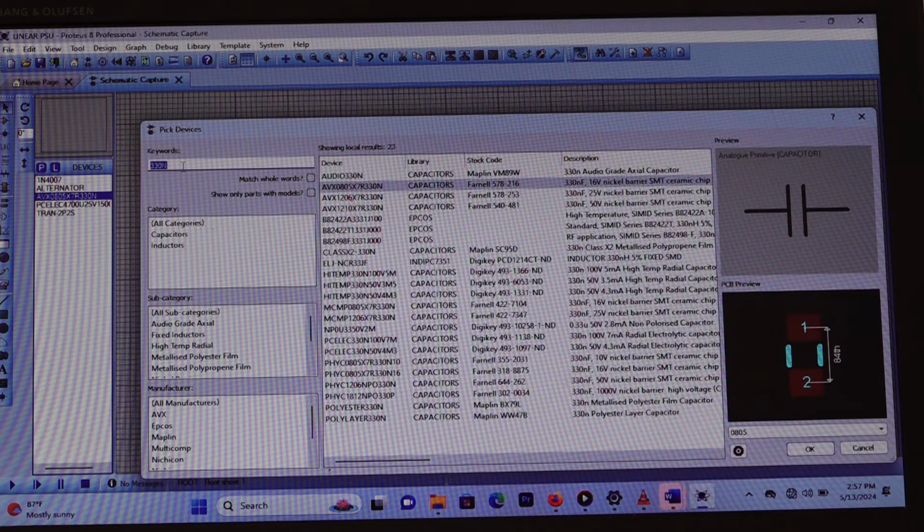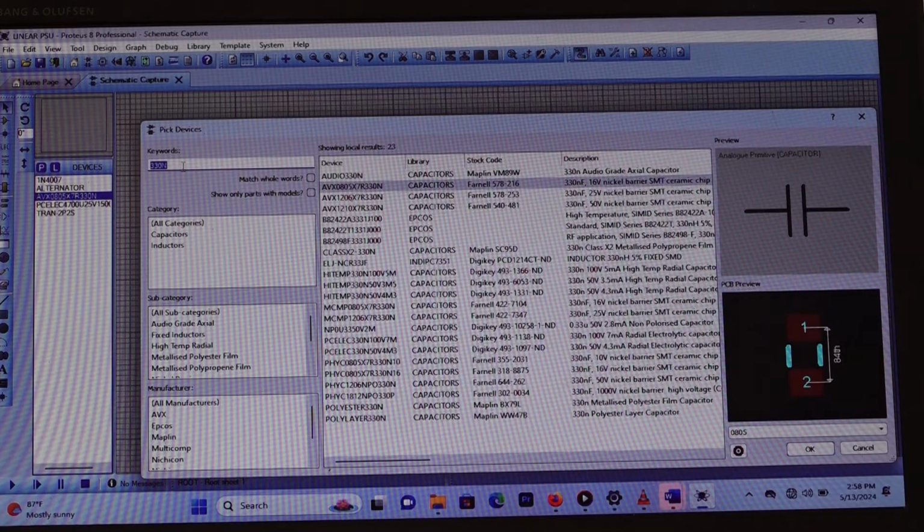LM7805 or LM7806 or LM7809 or LM7812 or LM7815, LM7818, LM7824. Those are positive fixed voltage regulators.